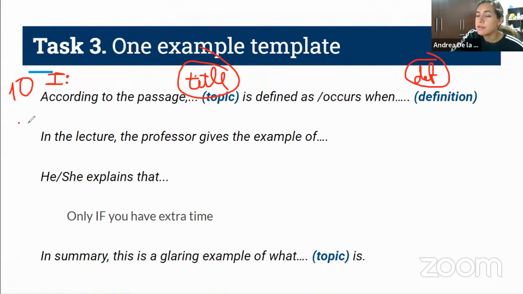Okay, good. Then we have a short transition in which we're gonna say, in the lecture, the professor gives the example of, and here we need to start talking about the example. We need to basically explain what you guys already explained to me. Explain the example, but focus on the information that matters. Again, right? Focus on the things that are related to the reading. Don't focus on the details or anything.